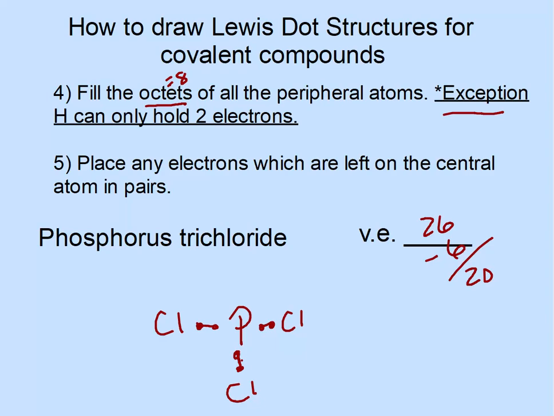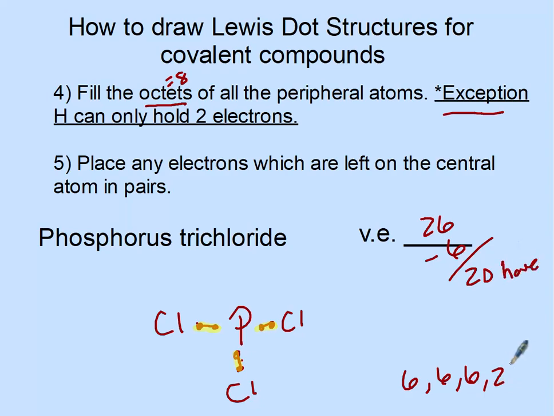Looking at this molecule, right now this chlorine only has 2 electrons, so that means it needs 6 more. This chlorine only has 2 electrons, so it needs 6 more. This chlorine only has 2 electrons, so it needs 6 more. And then don't forget about the central atom. The central atom currently has 2, 4, 6 because each line counts as 2 electrons for each of them. So that means the center atom needs 2 more.